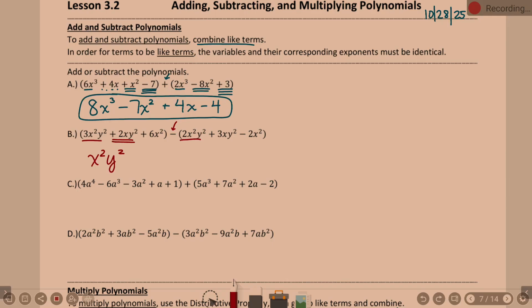What about 2xy squared? What does that go with? 3xy squared. And what are we doing here? Subtracting. So 2 minus 3 is minus 1, so minus xy squared. And I'm just keeping my terms the same.